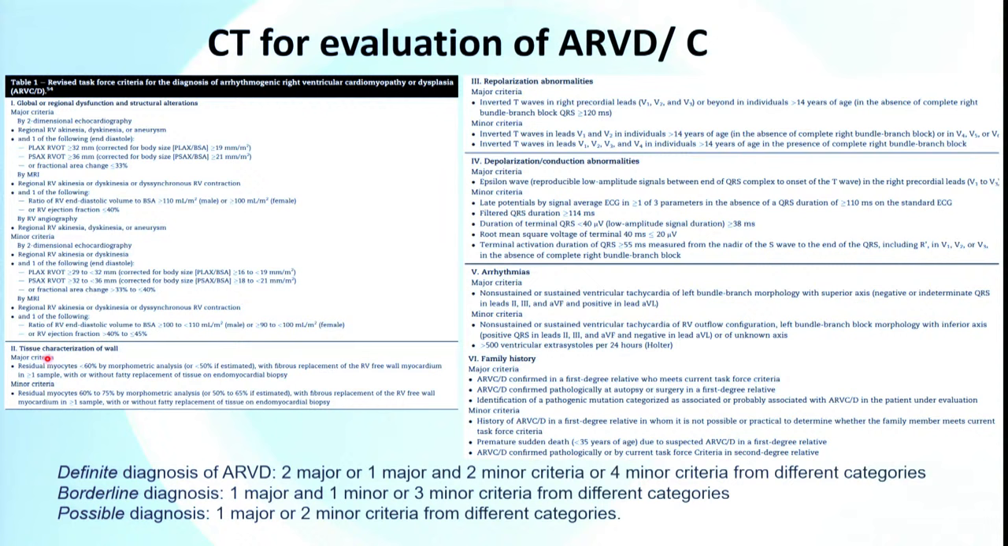The other things that go in this modified 2010 criteria are tissue biopsy results, if they are available, a lot of EP information, including repolarization abnormalities, depolarization and conduction system abnormalities, arrhythmias, and family history. Definitive diagnosis of ARVD is if you have two major or one major and two minor criteria or four minor criteria from different categories, and then there is a definition for borderline diagnosis and possible diagnosis.